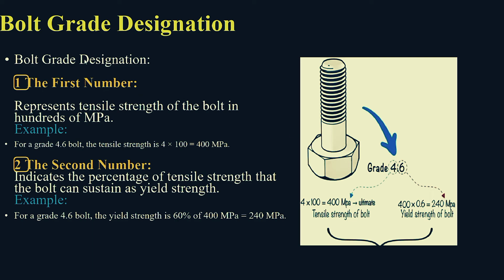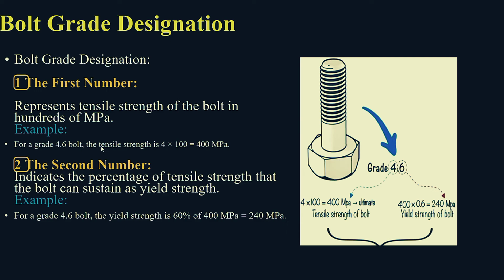When we discuss the bolt grade designation, the first number represents the tensile strength of the bolt in hundreds of MPa, megapascal. Example: for a 4.6 bolt, the tensile strength will be 4 multiplied by 100. It will be 400 megapascal strength.